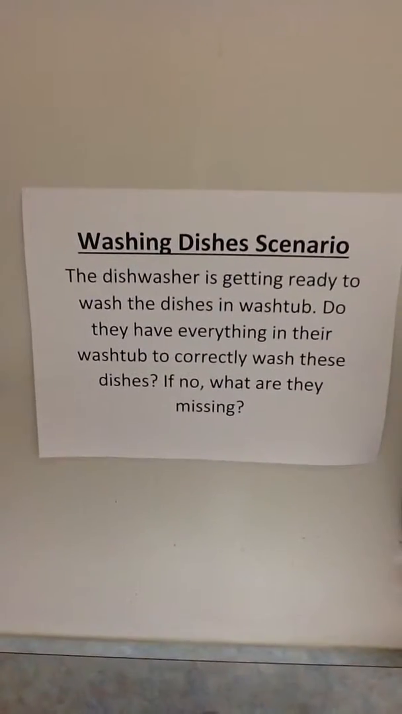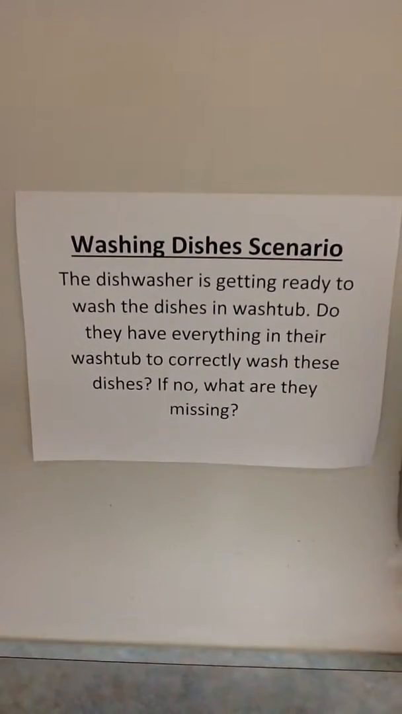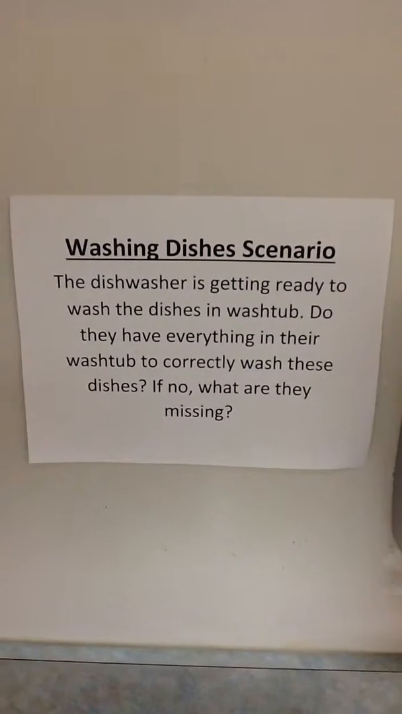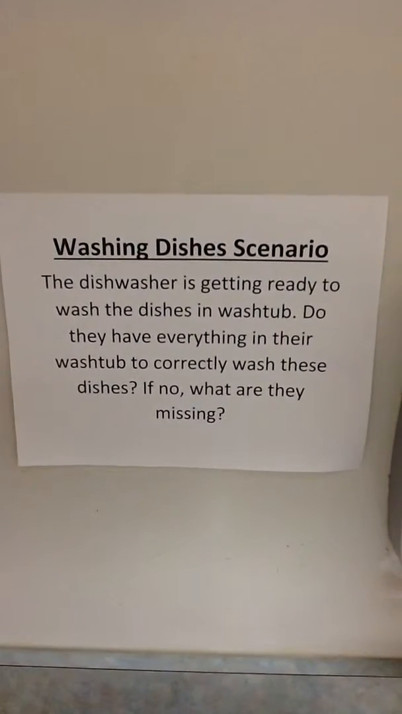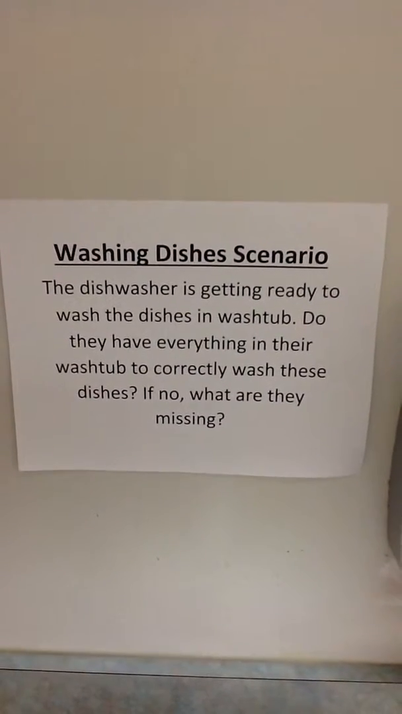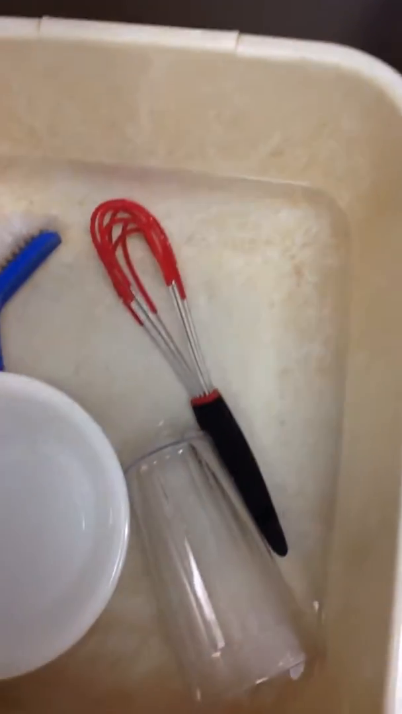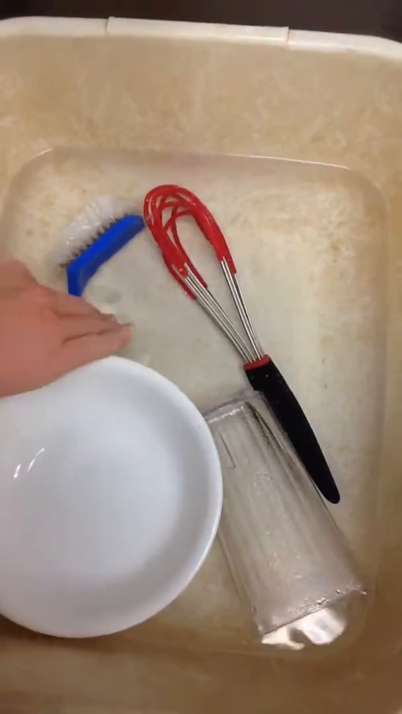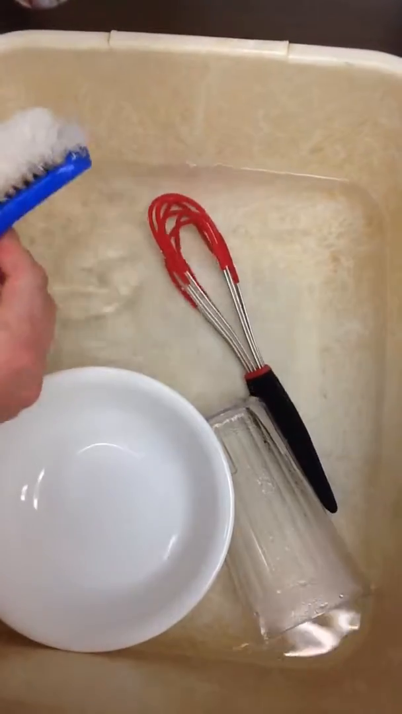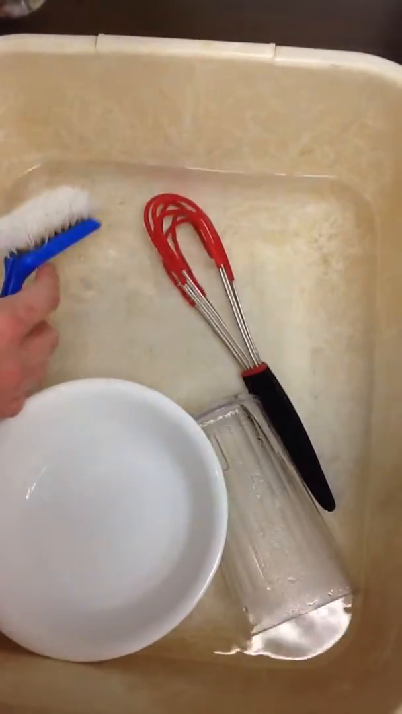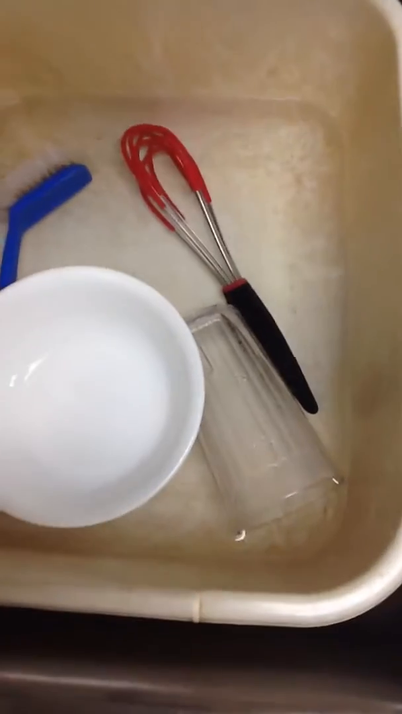Kitchen 6 had another scenario. It was our washing dishes scenario. It says the dishwasher is getting ready to wash the dishes in the wash tub. Do they have everything in their wash tub to correctly wash these dishes? If no, what are they missing? When we look in here, it's a little bit tricky to tell because they have dishes. That's okay. They have a tub. They have warm water. They have a scrubby brush. But what was missing was our soap.